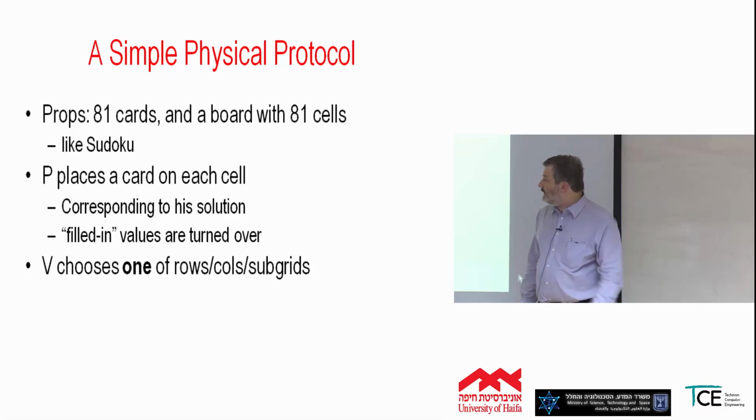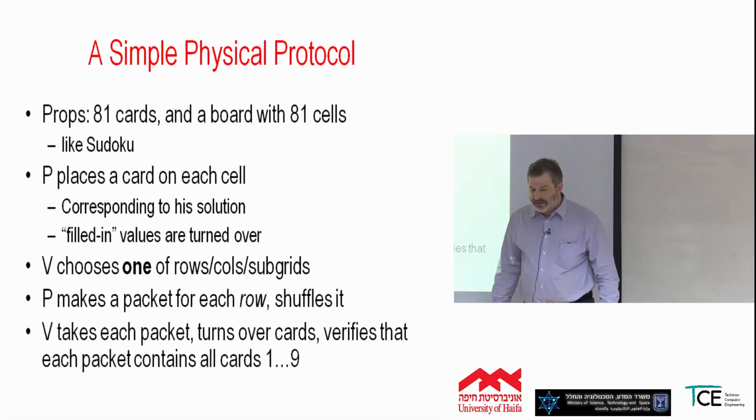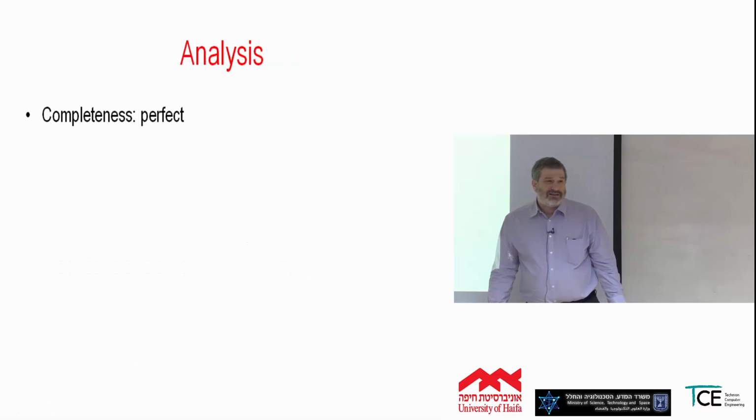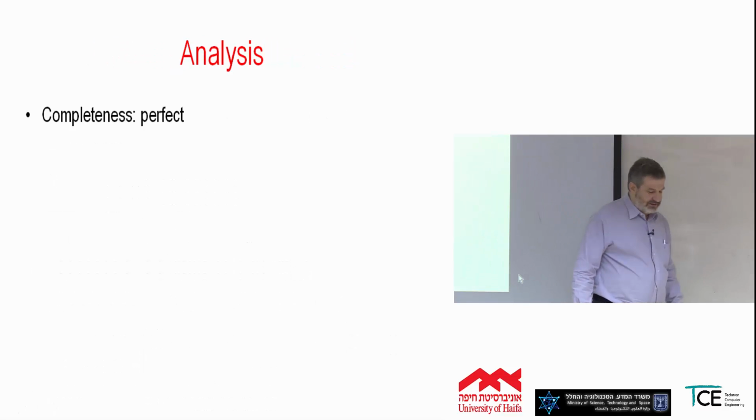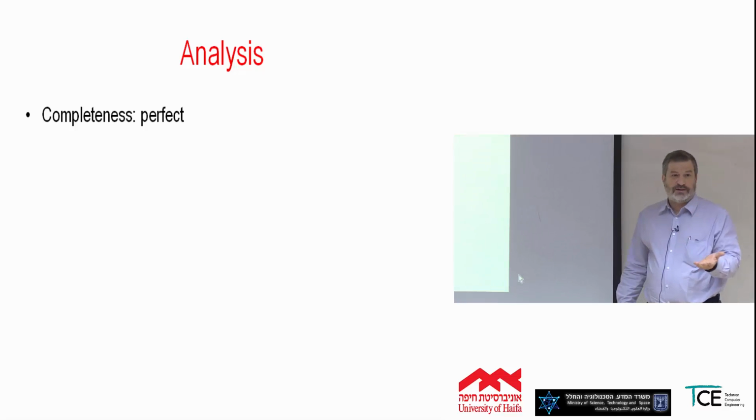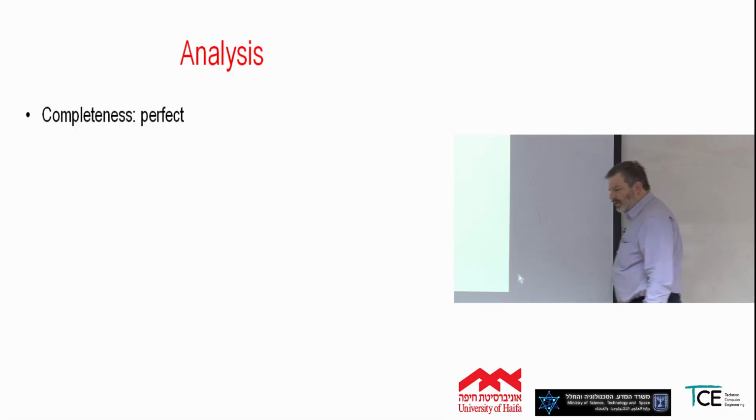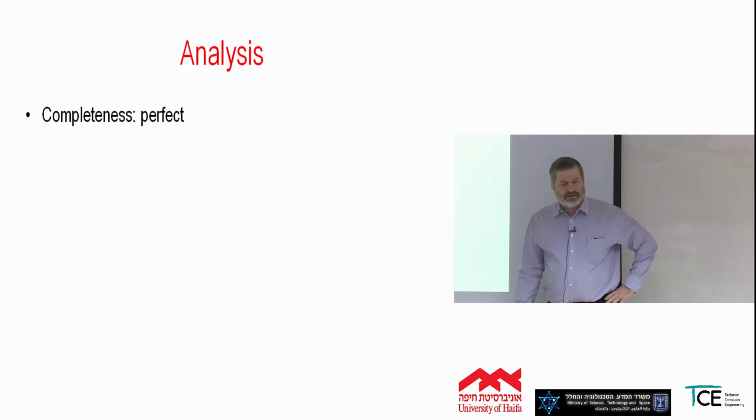And of course, we need to choose row, columns, or subgrids if we want here. And now, what are the properties of this protocol? Well, completeness, I think it's quite simple to see that we have perfect completeness here. If Paul knows the solution, then he will convince Veronica that the solution is good.